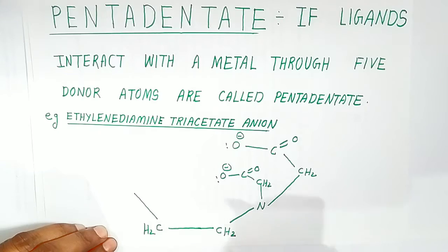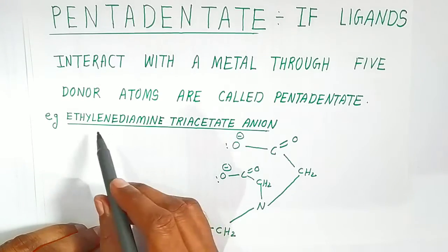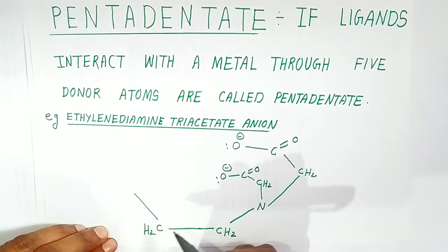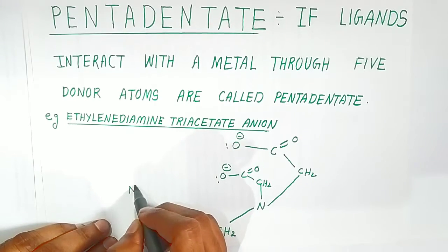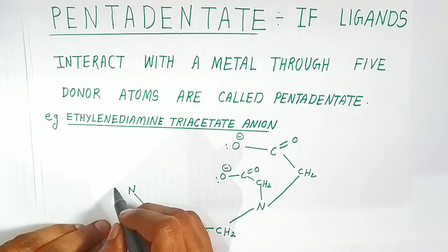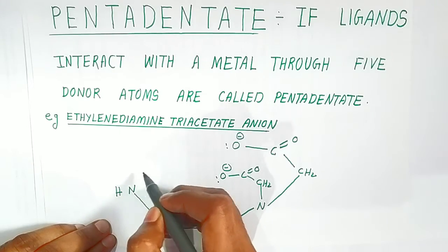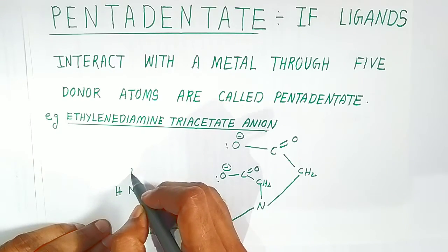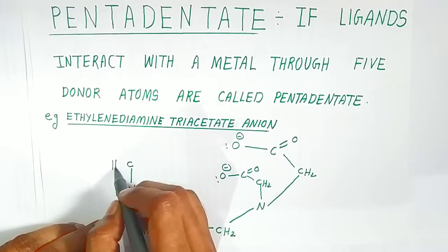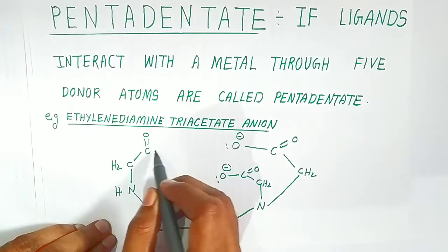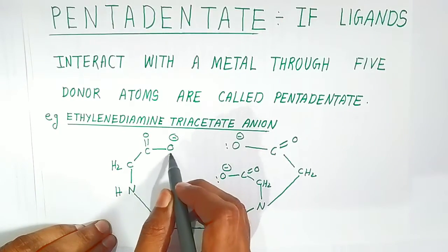Now students, what happens? Now comes to this part. Here also, ethylene diamine triacetate. 2 acetates I have already drawn. Now here you have to put the amine. Now 1 acetate molecule we are going to draw with this amine. CH2, CO, oxygen will be like this, with negative charge having a lone pair.